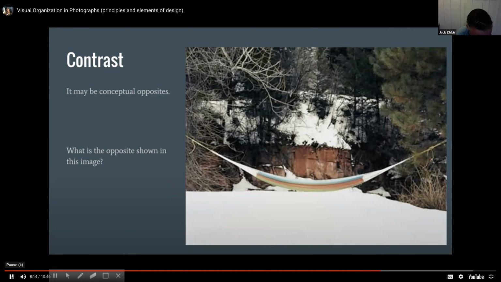So if we look here, take a look, try and figure out what it is. And maybe you thought, well, a hammock is from the summer, the snow is from the winter. This is a summer-winter contrast. There's several other kinds of contrasts that appear in this photo as well.